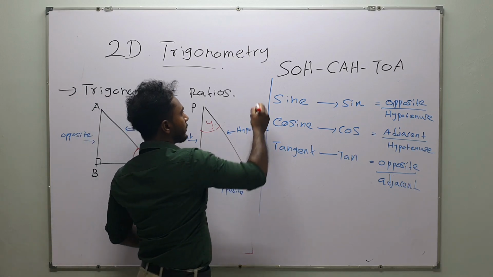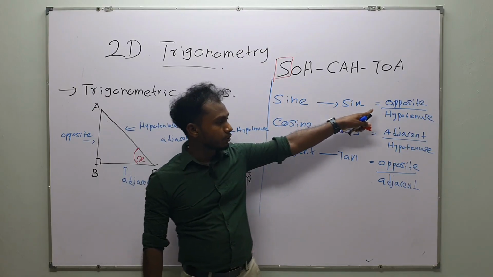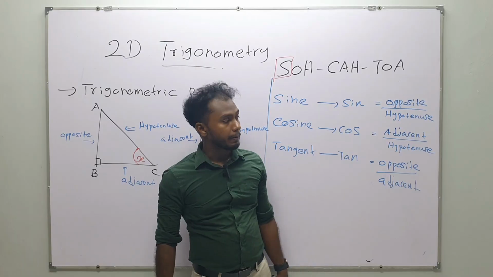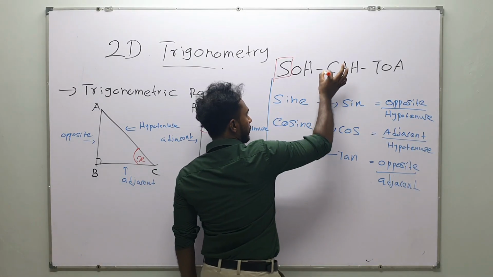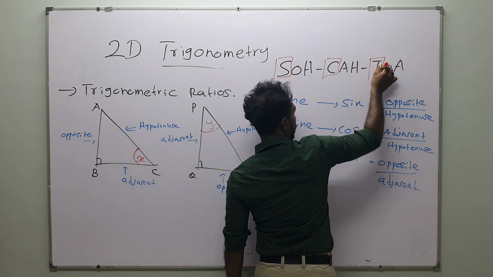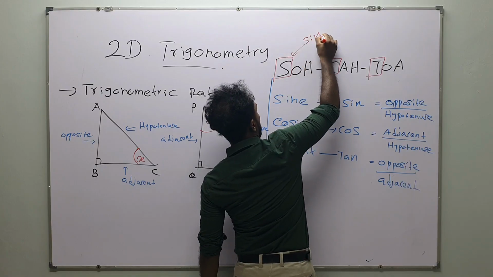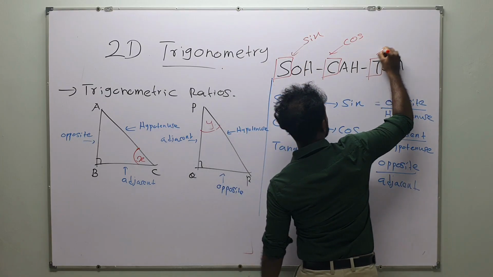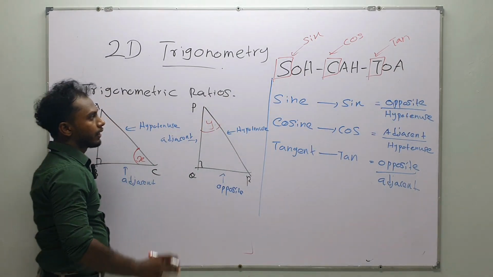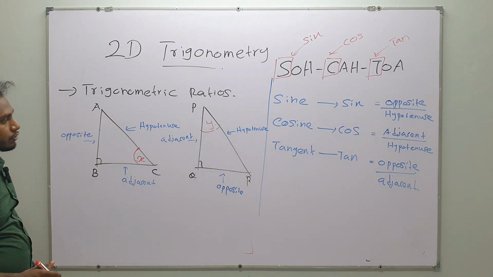The S represents the sine, O represents the opposite, H represents the hypotenuse. So sine is opposite over hypotenuse. C represents the cos. This is cos, adjacent over hypotenuse. T represents the tan, opposite over adjacent. So this is sine, this is cosine or the cos, this is the tan. This OH means opposite over hypotenuse. You can remember this like this. Alright, so these are the three ratios we have.